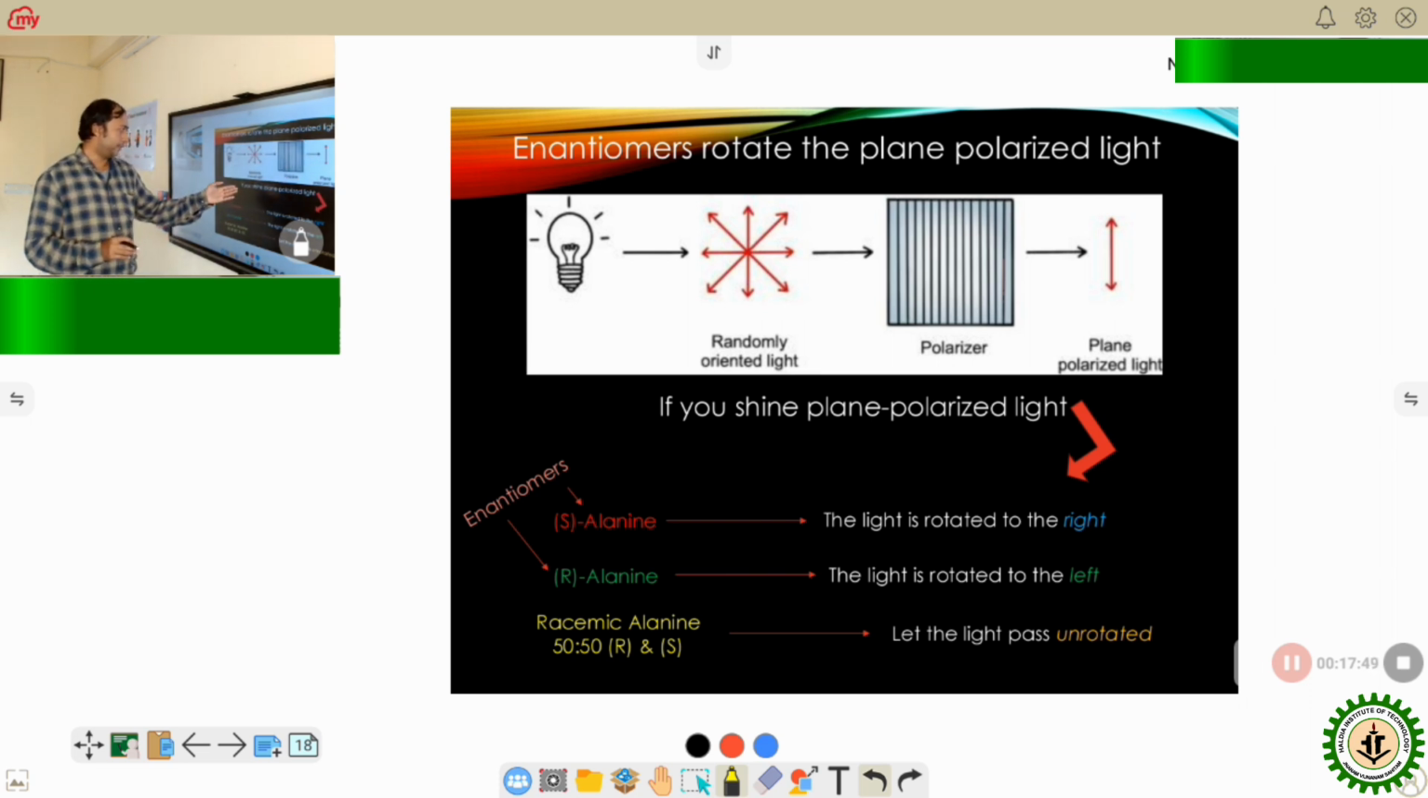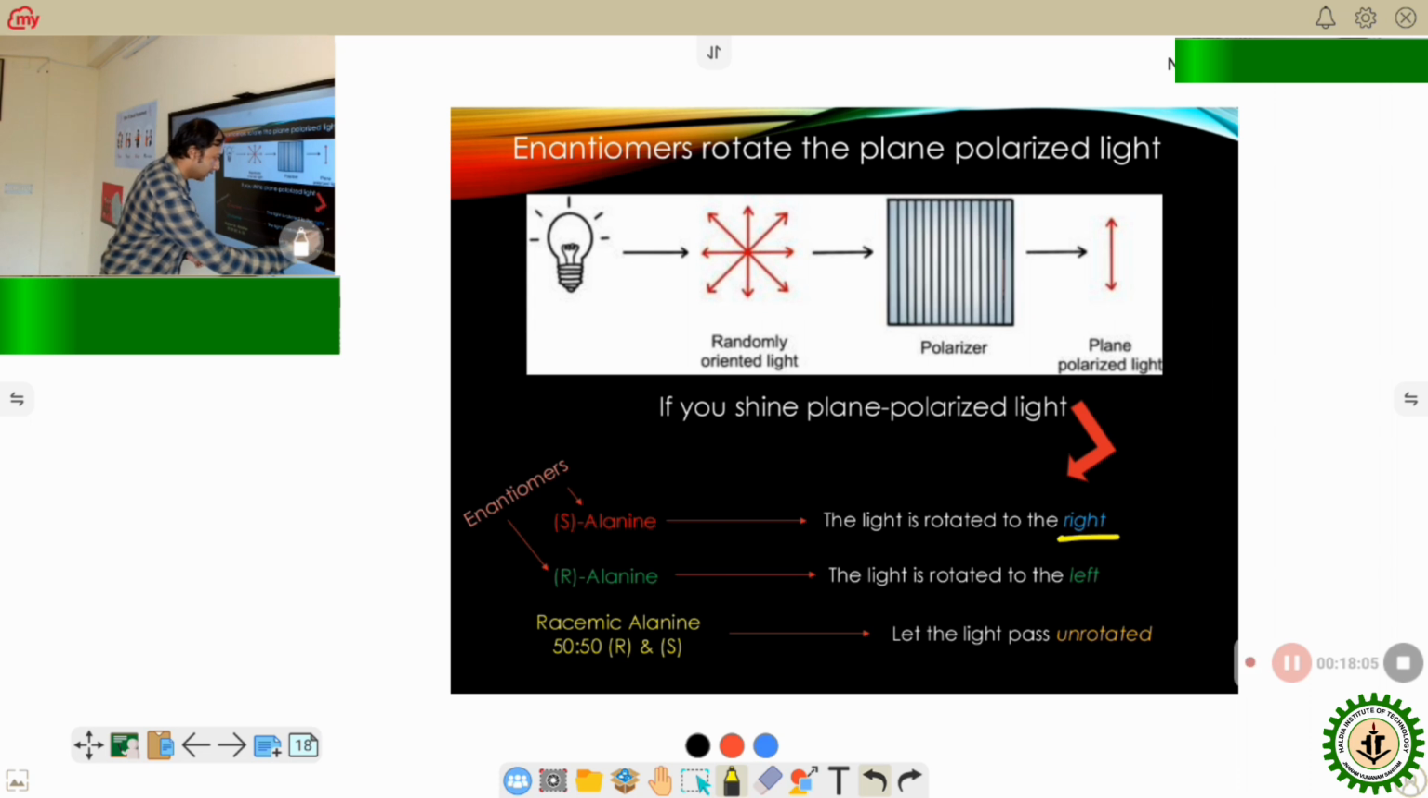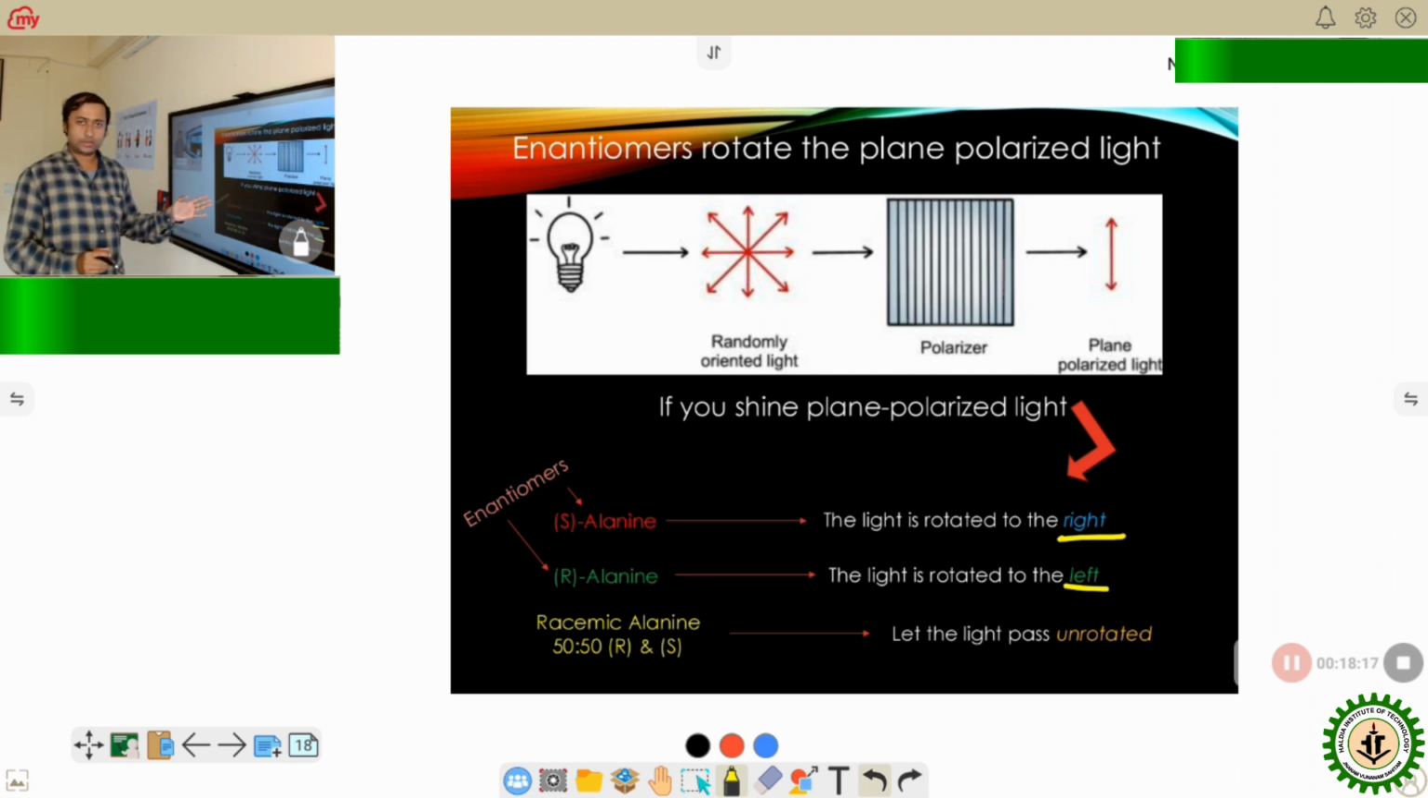Now if I shine this plane polarized light on the compound, such as the enantiomers, I see that with S-alanine the light is rotated to the right. And if I shine plane polarized light on R-alanine, the light is rotated to the left. So this is the difference, and the two enantiomers can now be distinguished. One enantiomer, S-alanine, rotates the plane polarized light to the right, and R-alanine rotates it to the left. This is the important difference.